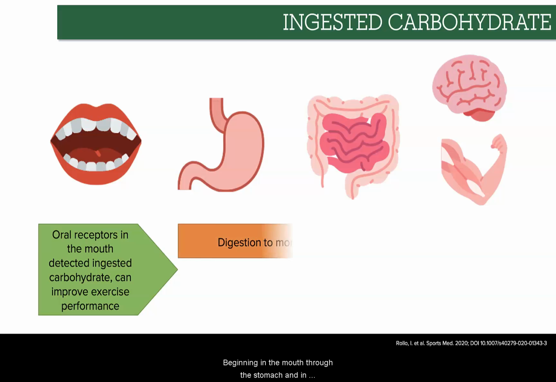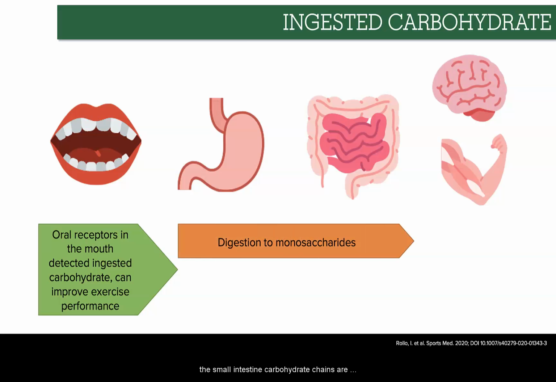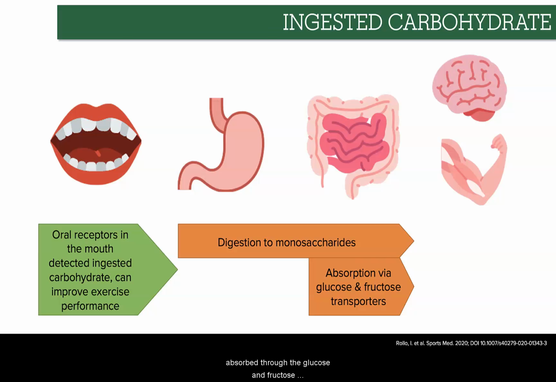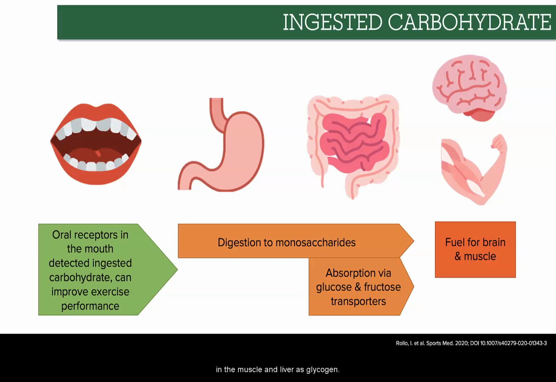Beginning in the mouth, through the stomach, and in the small intestine, carbohydrate chains are broken down into their one-ring monosaccharides for absorption. The exception is fibers that pass through the intestine. Once digested, the carbohydrate will be absorbed through the glucose and fructose transporters in the small intestine. And once they're absorbed into the body, they can provide energy to the muscle and brain. If the carbohydrate is not needed immediately, the carbohydrates are stored in the muscle and liver as glycogen.